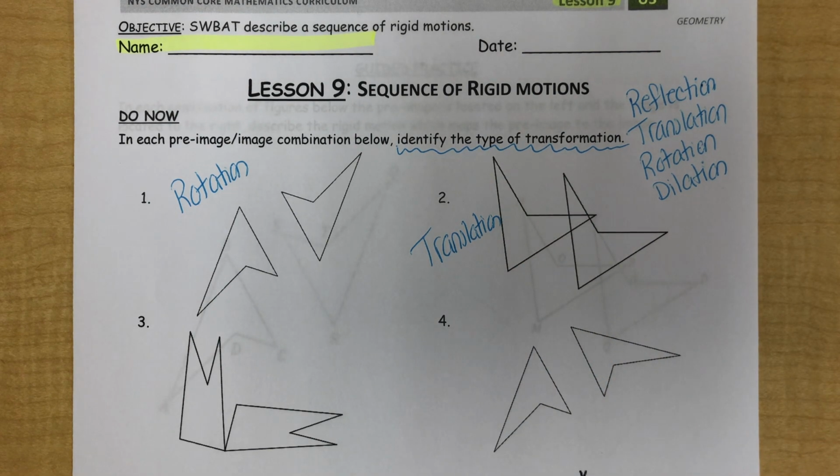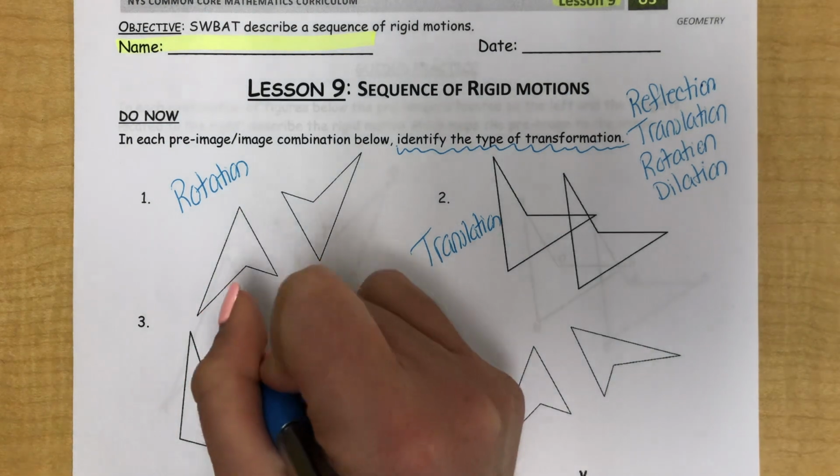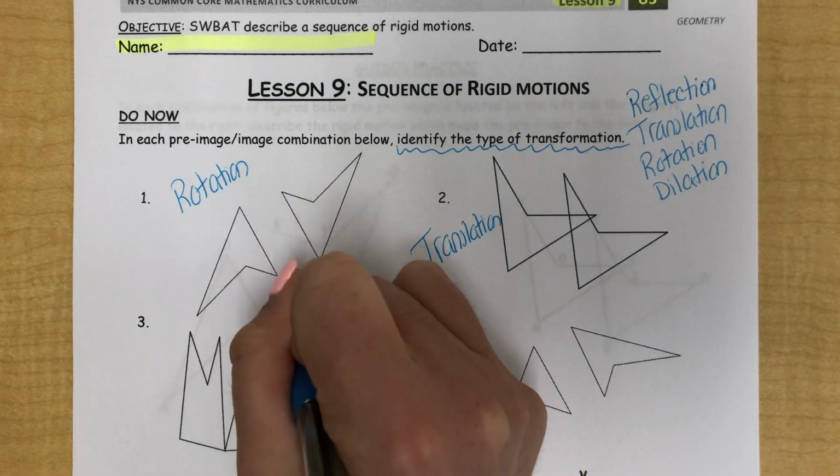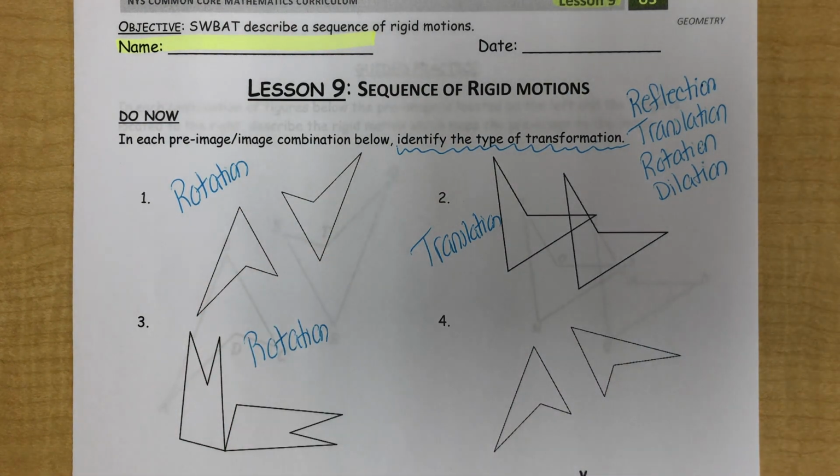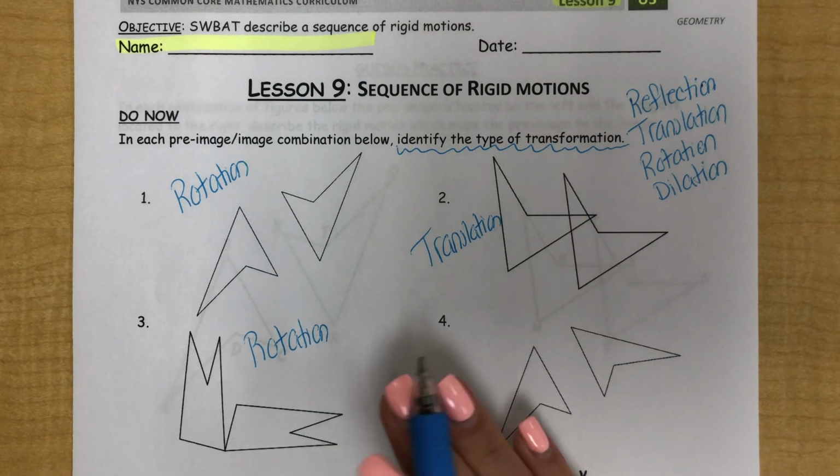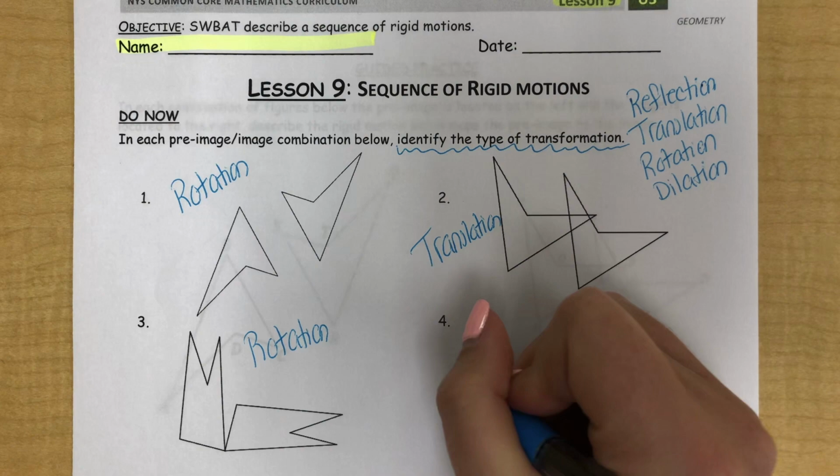If I look at number 3, that also looks like a rotation. It looks like I had a building and then it kind of just tipped over, it turned. So this would be a rotation as well. And then number 4, again, this would be a reflection. I can see how I would get from figure 1 to figure 2. It looks like I would just flip on over there. This would be a reflection.